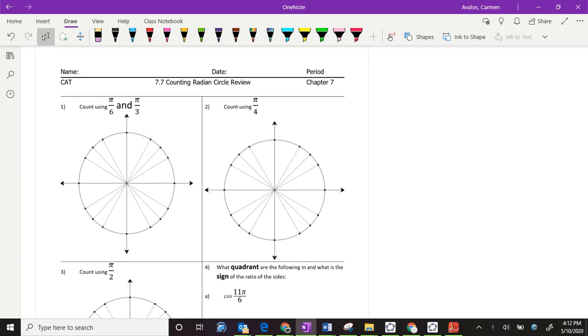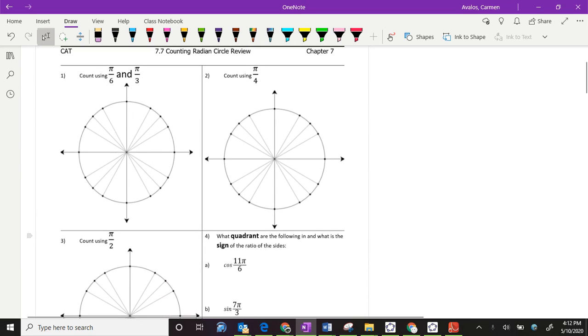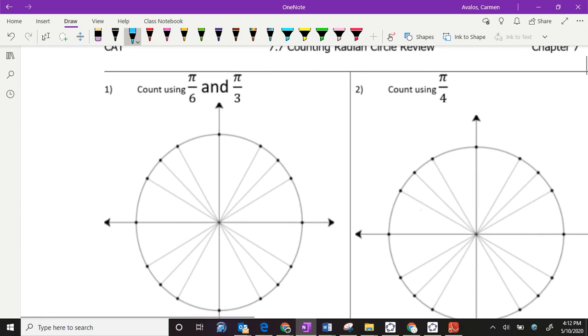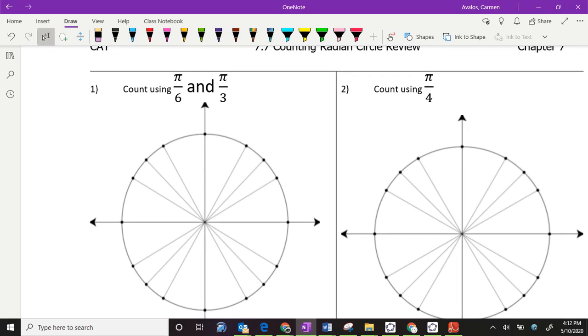So remember in chapter 6, we did counting radians using the unit circle. Well, you still have to do that, and it's much easier to do. So we're going to be counting by pi's over 6 and pi's over 3s. If you know how to count them, then what we're going to do next won't be that difficult. So let's do the first one here, counting by pi's over 6 and pi's over 3s. That one is always going to be counting by pi's over 6, and then pi's over 3s comes along for the ride.